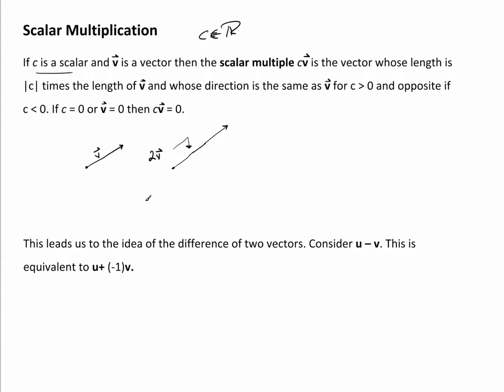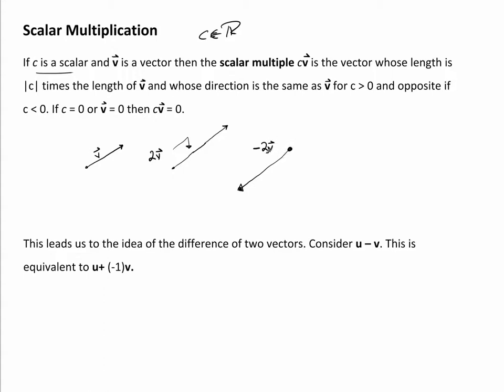Now if I multiply it by negative 2, so negative 2v would be this same vector but opposite in direction. So it would be, to the best of my ability to draw it, same length, which is twice the length of this one, but again it's opposite in direction.